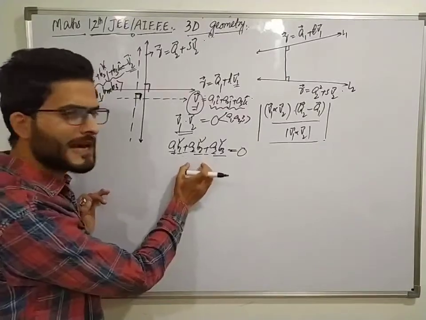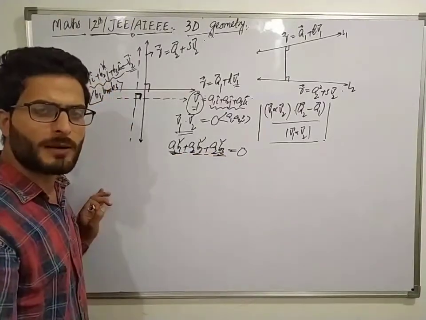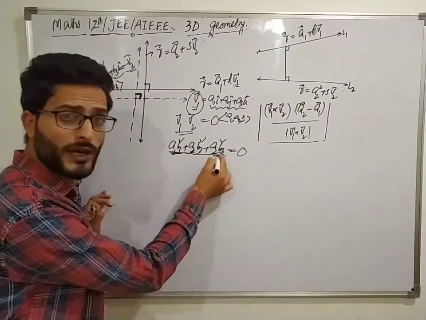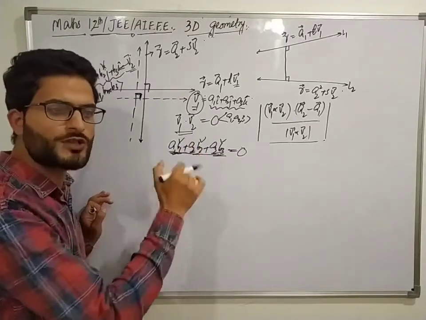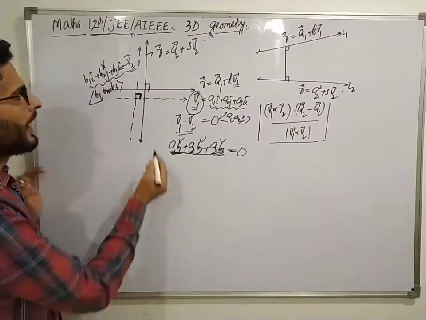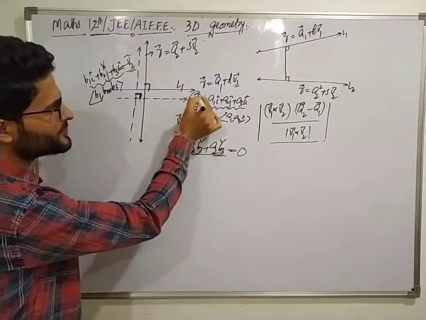Means when two lines are parallel, then the sum of products of direction ratios of their parallel vectors is... when two lines are perpendicular, then the sum of products of the direction ratios of their parallel vectors must be 0, right?